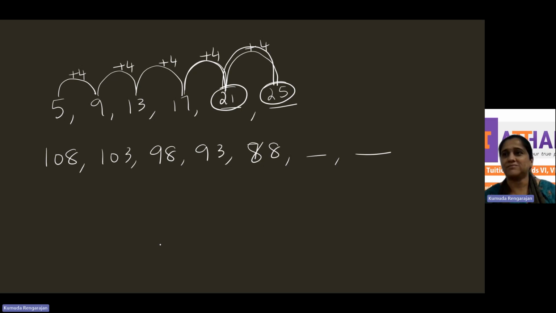Yeah, tell me. 73 and 70. 73 and 78. No. 83 and 78. 83 and 78. Correct. The first dash is 83 and the second dash is 70.